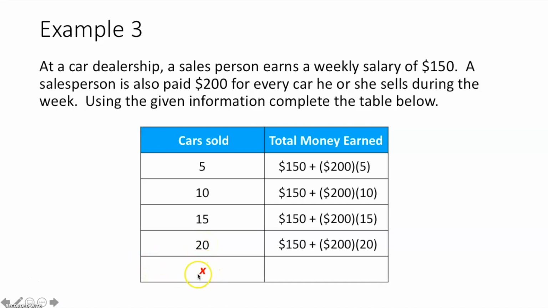Lastly, I have X number of cars, which means X is going to be our variable. So I'm going to plug that in for where I was putting the number of cars sold. So I'm going to put 150 plus 200 times the number of cars sold, which we're going to put a variable instead. It's like a placeholder. So we're going to put X there. So it's going to look something like this. The cool thing now is that we can use this to determine for any number of cars sold how much money that person would make. All we would do is plug in a number for X, because X changes. That's why it's a variable.